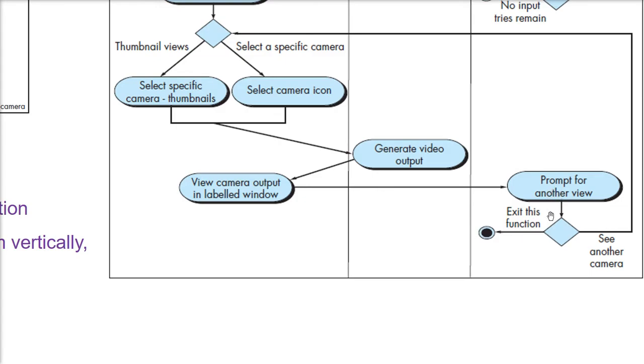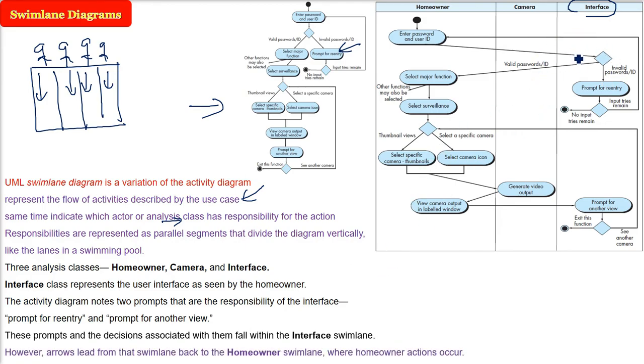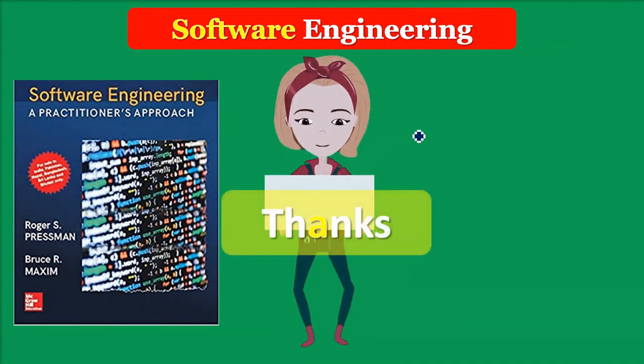So this is the work of the interface. What we have seen here is the interface swim lane. These prompts and the decisions associated with them fall under this swim lane. But they go back to the homeowner swim lane where the homeowner actions occur. So we have use cases, then we made the supplement, and then we made another supplement, the swim lane diagram. Okay, this is all about scenario based modeling.